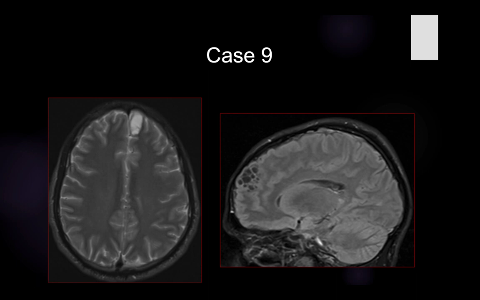Dennett lesion commonly occurs at the temporal lobe and is a common cause for epilepsy, but it can occur at any area of the cerebral hemisphere, though usually it is present at the cortical and subcortical location. So this is a typical location for the Dennett lesion.